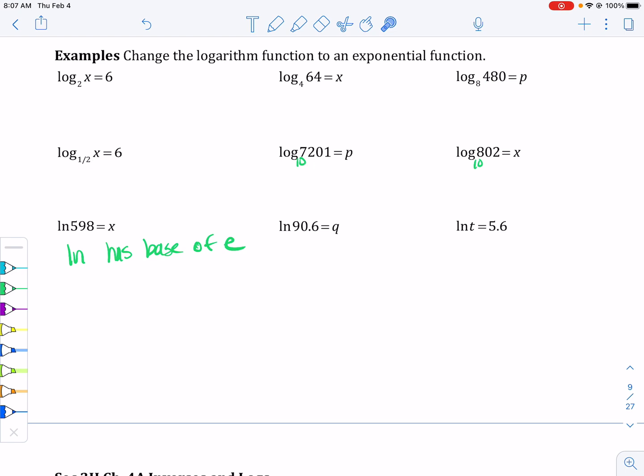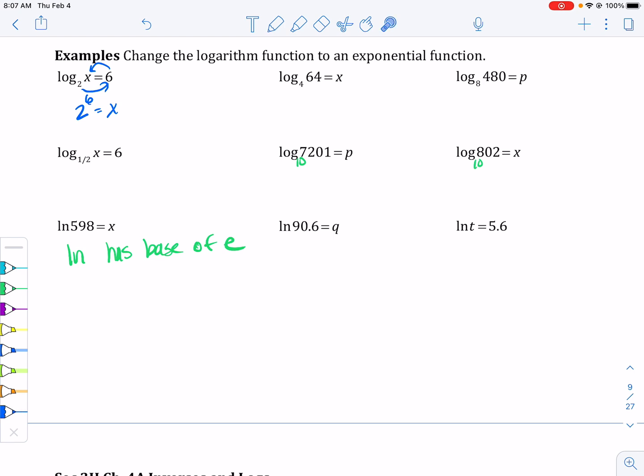Okay? Once we've got the base identified, you can follow that same kind of pattern where you hop across the equal sign. So this will be 2. You can hop to the other side, so 2 to the 6, and hop back equals x. You can also raise or do the base to the power of both sides.